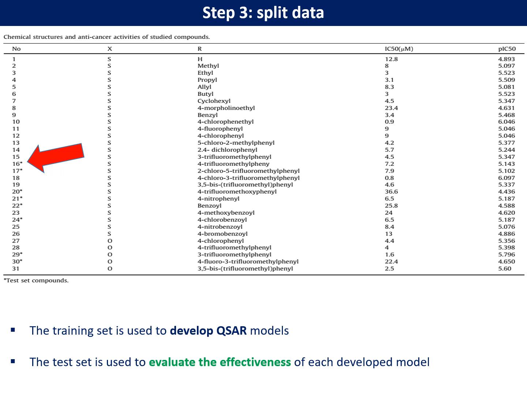The next point is why we need to separate your data into the training set and test set, because the training set is used to develop the QSAR model, and the test set is used to evaluate the effectiveness of the developed model. So here, after I run this, I separate my data into the training set and test set. For example, here compounds 16 and 17 belong to the test set, and the other compounds belong to the training set.